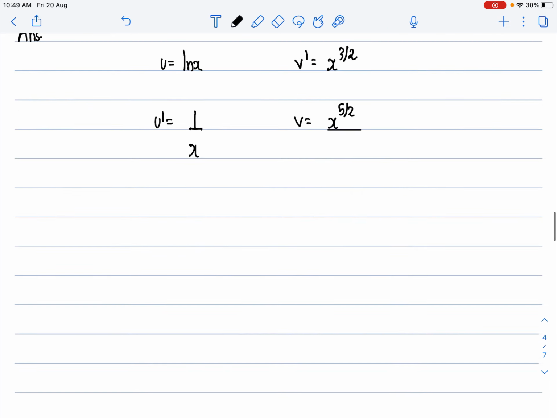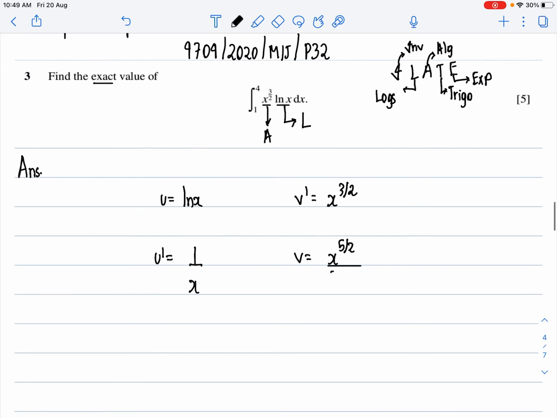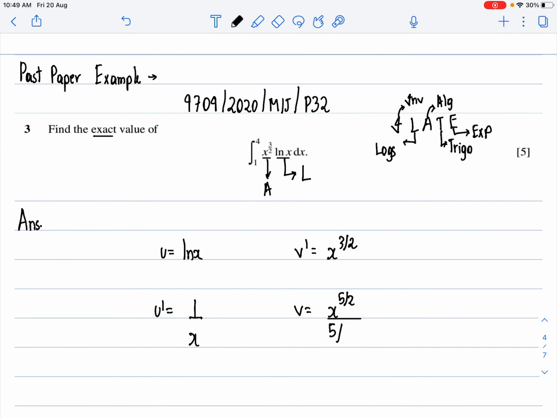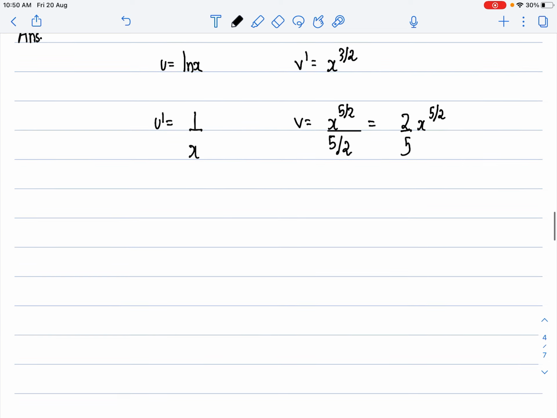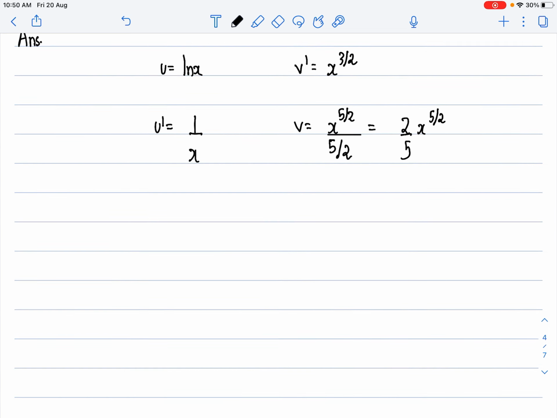Basic integration, correct? 5 over 2, correct? So you can simply write this as 2 over 5 x raised to 5 over 2, correct? You can simply write it like this. Understood? Now what you can do is you can use the formula, which is basically u into v minus the integration of v into u dash.